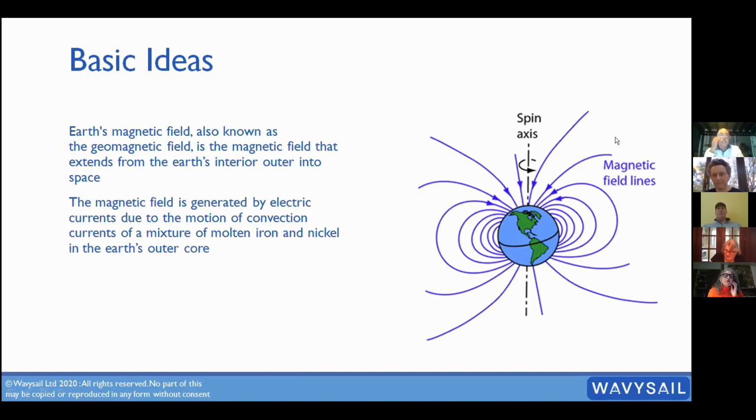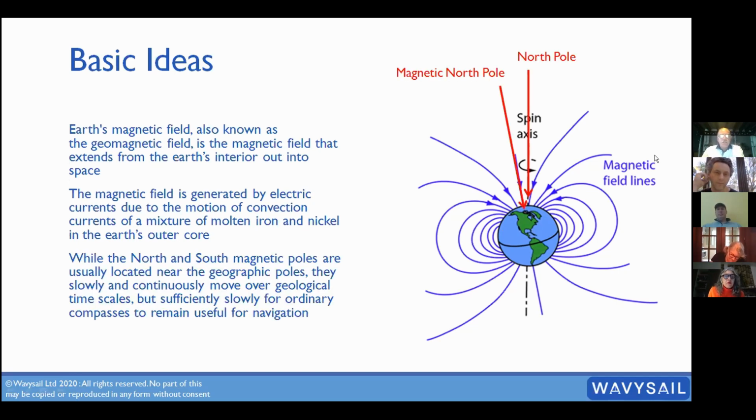The magnetic field is generated due to the currents and the motions and convections of a mixture of molten iron and nickel in the outer core of the Earth that spins around. So all this melted stuff that's in our core, that spins around our core, is actually what causes it. Okay.